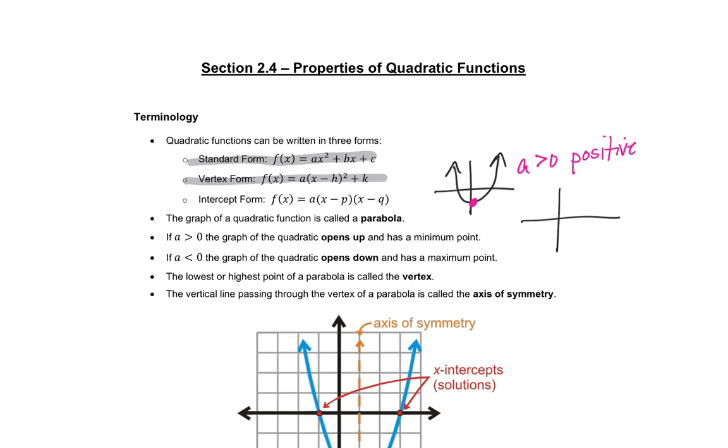If your a is less than 0, you're going to have a graph that opens downward. And that point is still your vertex. So this is when a is less than 0, so it's negative. If it's positive, it's smiling. If it's negative, it's frowning. The lowest or highest point on your parabola is the vertex. So if it's opening up, you have a low point. If it's opening down, you have a high point.